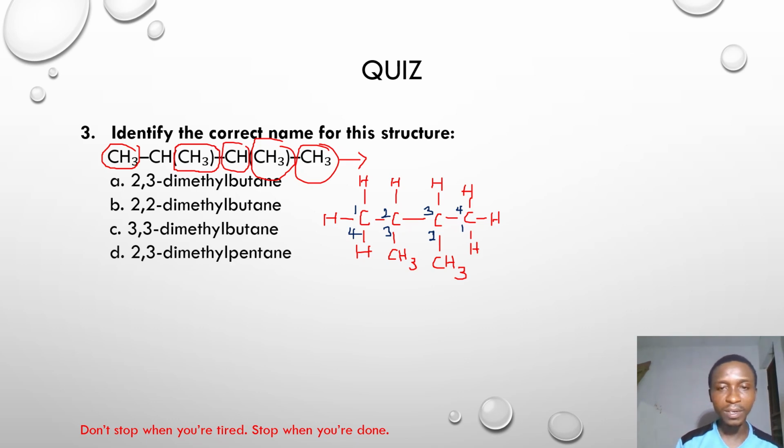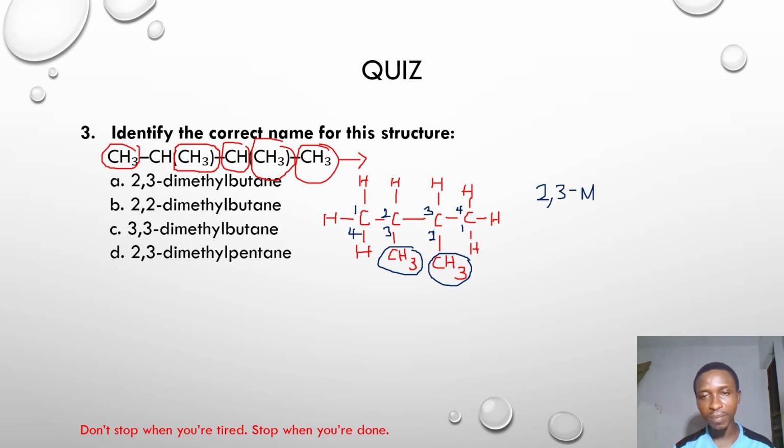So what will now be the name? The name will now be 1, 2. We have a branch here, that is 2-methyl. Also 1, 2, 3. We also have another branch here which is also methyl. So we have 2, 3 methyl. So the name will be 2, 3, and the 2, 3 are methyl. Then methyl what?